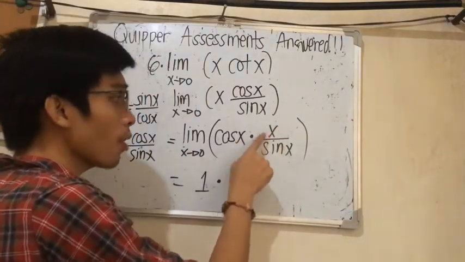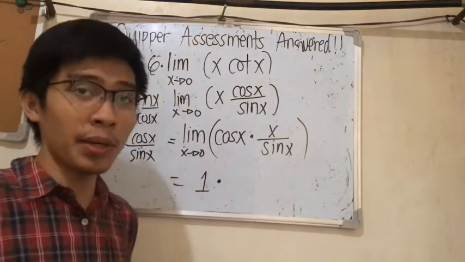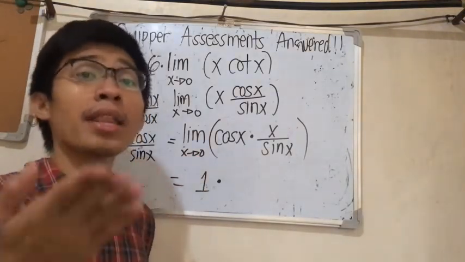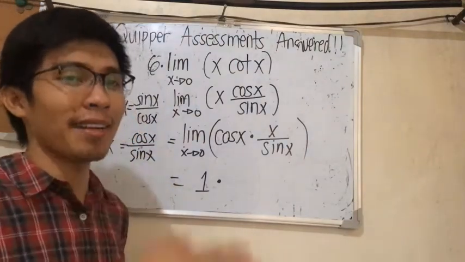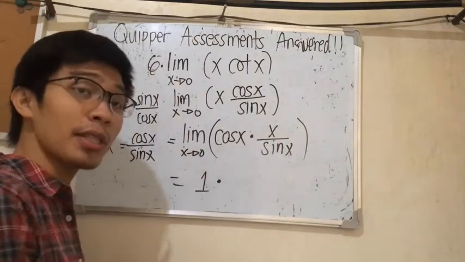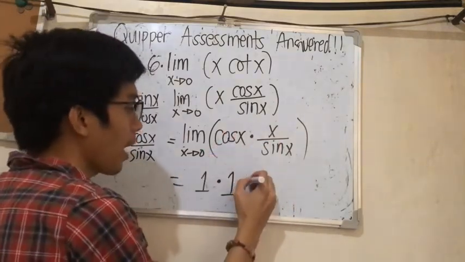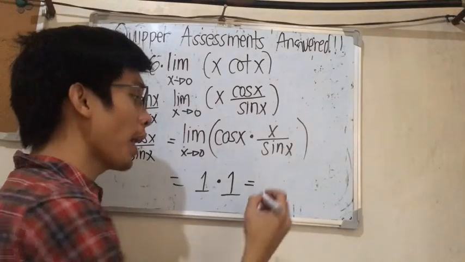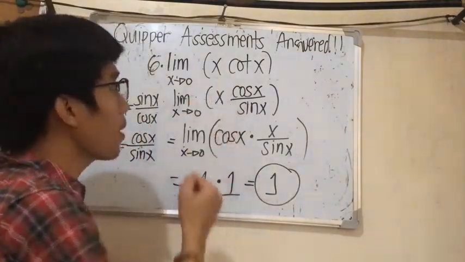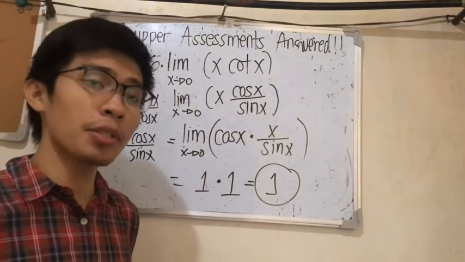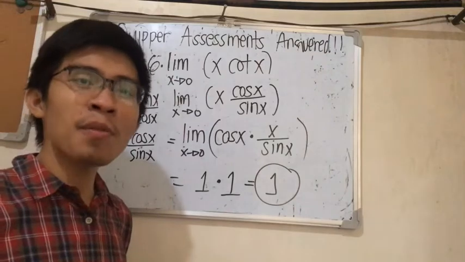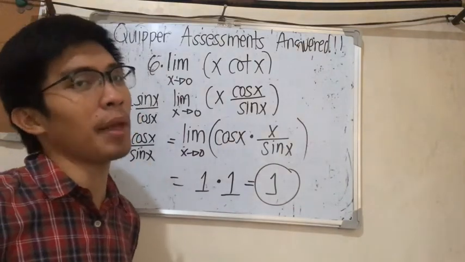The limit of x over sine x as x approaches 0, again, that is a special limit theorem of trigonometric function. And the value for that one is 1. Very good. So, meaning, the limit of x over sine x as x approaches 0 is 1. And 1 times 1 is 1. Therefore, the limit of this problem, x cotangent x as x approaches 0, is equal to 1. What we did is we kept simplifying until such time we found its limit.